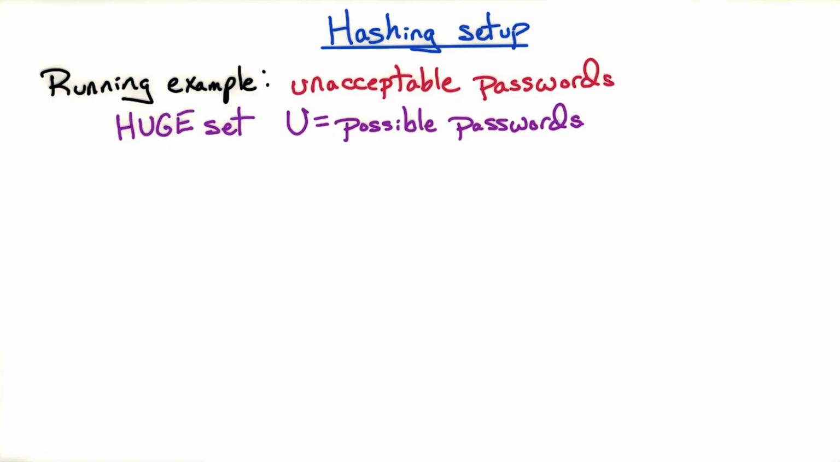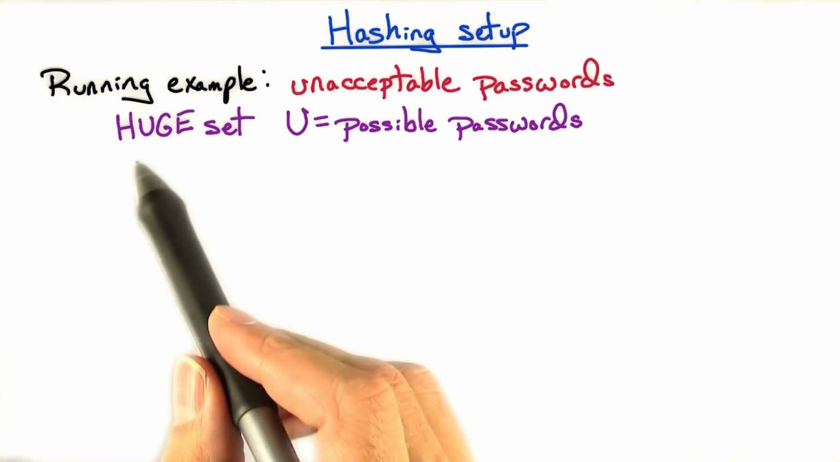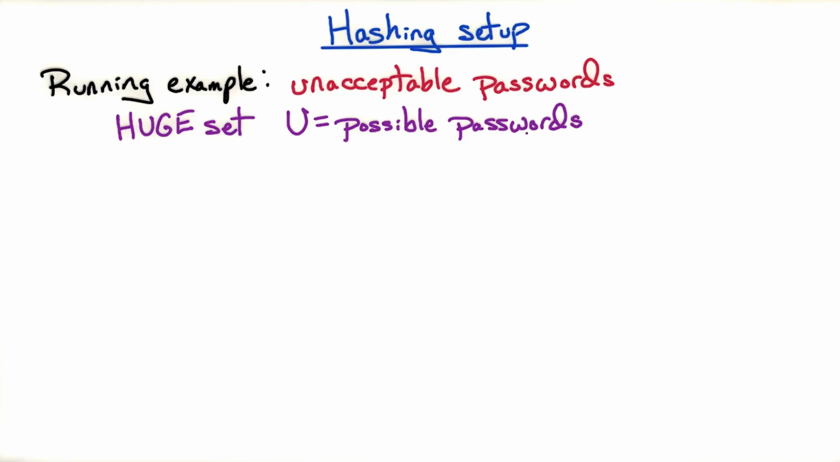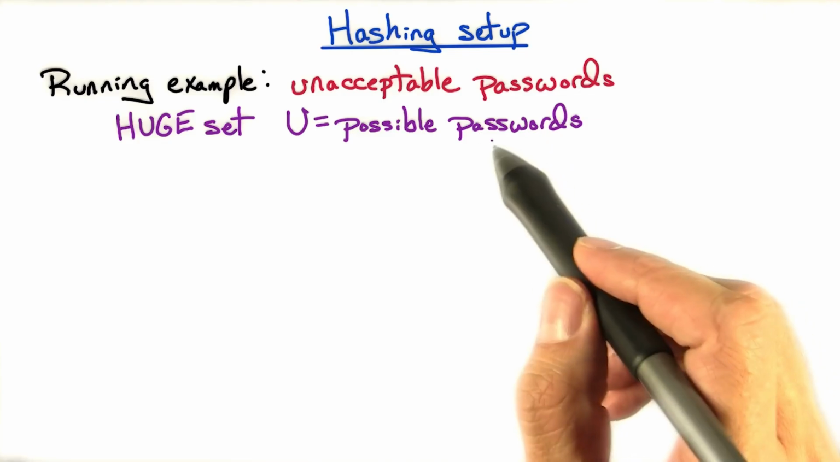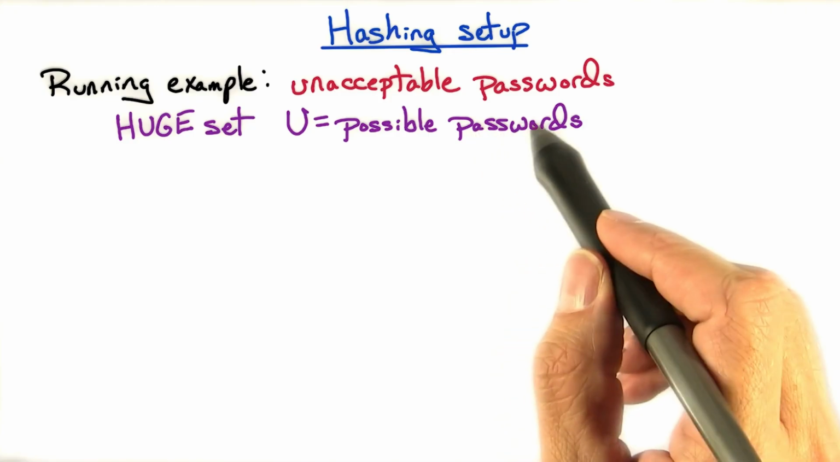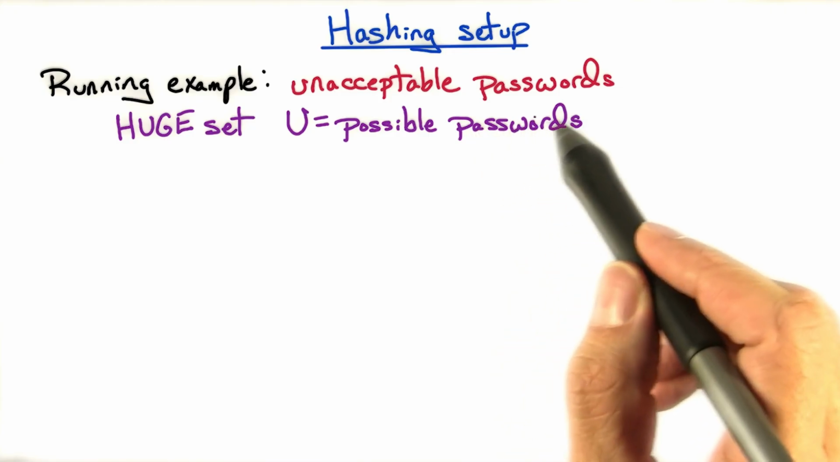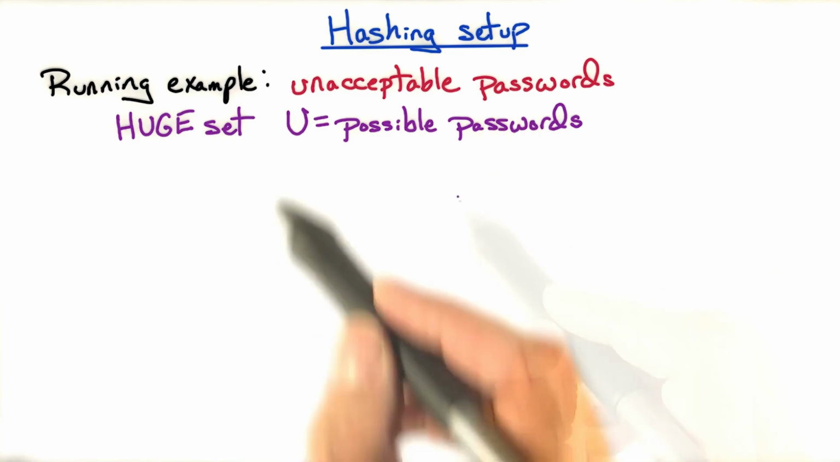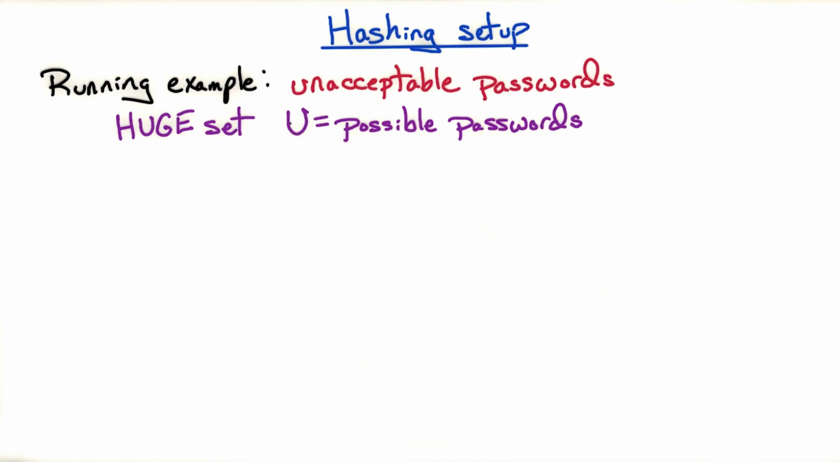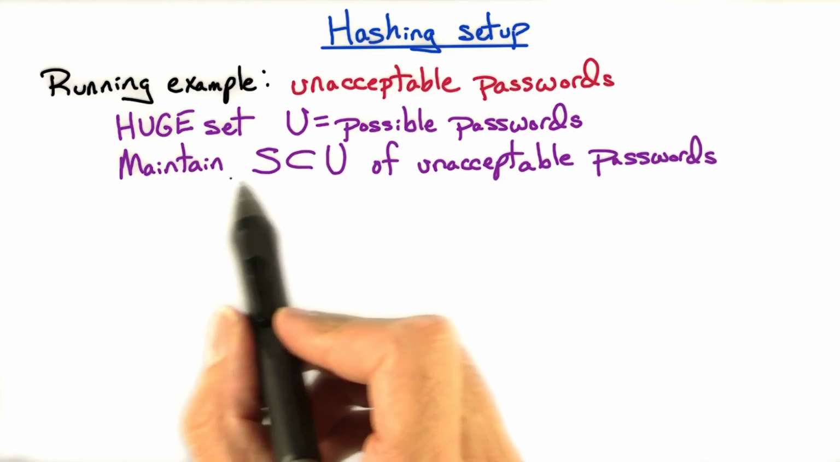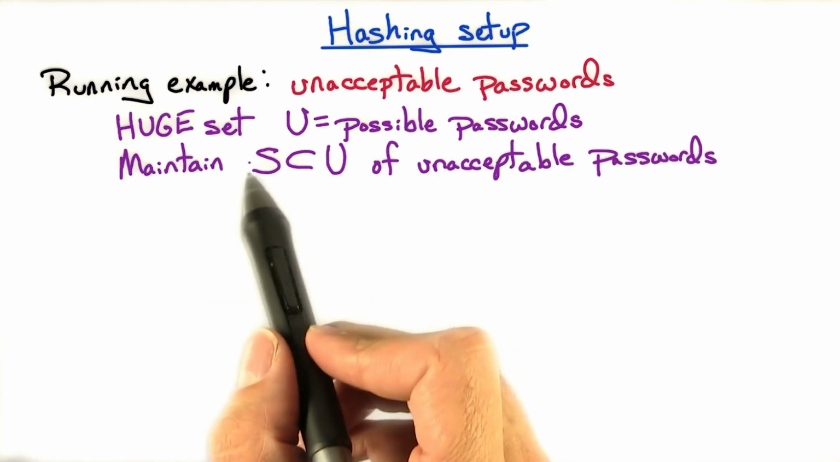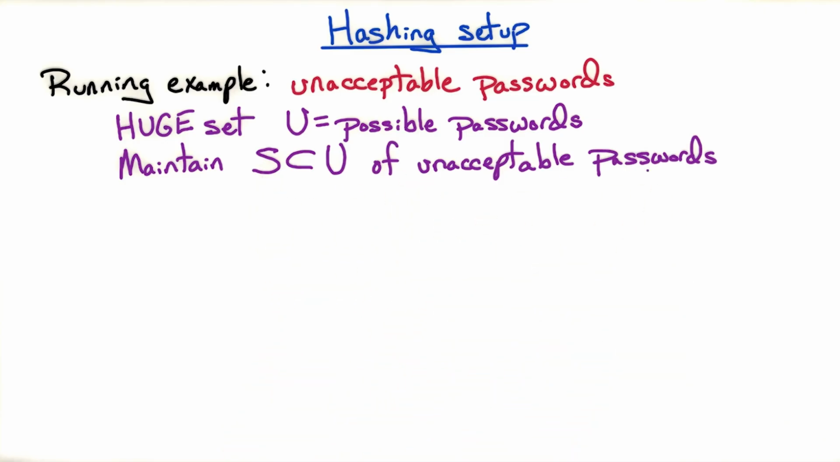Now let's formalize our setting a little bit more precisely. We have a huge set U, which is the universe of possible passwords. Now this is an enormous set. For example, if we simply look at passwords as strings or words of length 8, then this set is of size 52^8. Hence, this set U is too large to maintain. Instead, we're going to maintain a subset of this universe, which we'll denote as subset S. S will contain the set of unacceptable passwords.